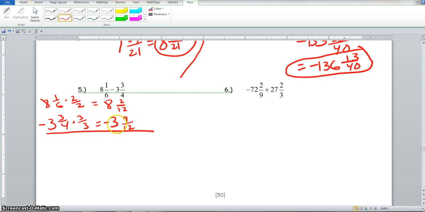Now, unlike the other problems, this bottom fraction is larger than this top fraction here. So that means we have to borrow 1 from this 8. So we'll borrow 1 from this 8 and make it 7. Now, the 1 that we put back with this fraction, we will actually be adding 12 12ths to 2 12ths. But to make this a little easier, this is what I suggest you do.